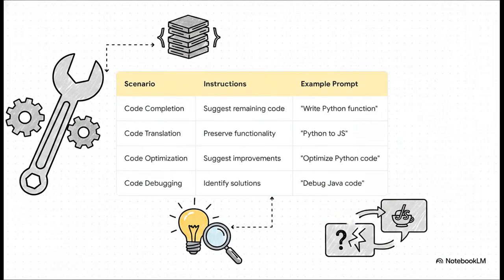And hey, this absolutely isn't just for text. It's a total lifesaver for developers too. Whether you're doing code completion, code translation, optimization, or debugging, providing exact snippets and context is the secret sauce. Instead of just crossing your fingers and saying, "Fix my code," tell it to "Debug this Java code and explain why it's throwing a null pointer exception." It solves the exact headache you're dealing with.